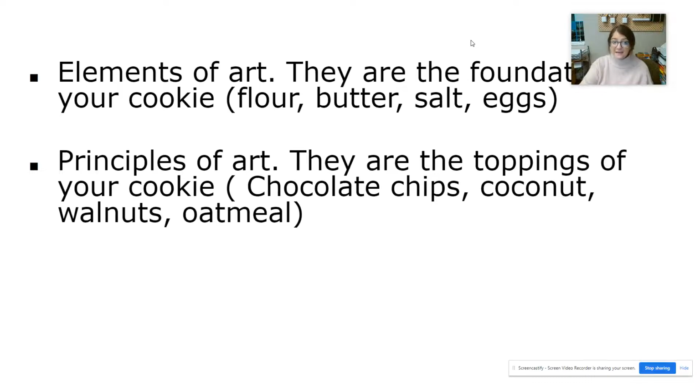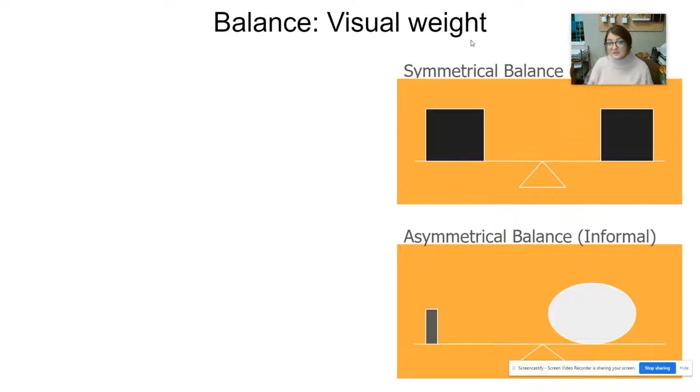Today we're going to talk about the principles of design. The elements and principles go hand in hand. So we've talked all about the elements of art. They are the foundation of your cookie. So this is your flour, your butter, your salt, your eggs. The principles of art are all of your exciting toppings. So this is the chocolate chips, the coconut, the oatmeal, the walnuts. Those are all the things that really add an extra oomph to your cookies and make them really delicious and more exciting to consume.